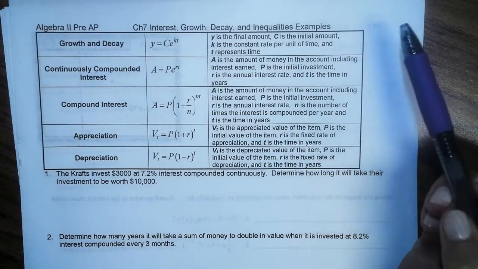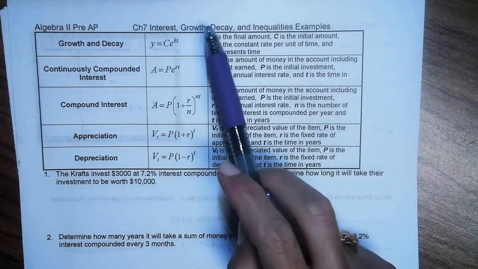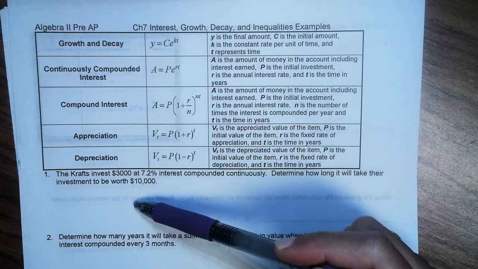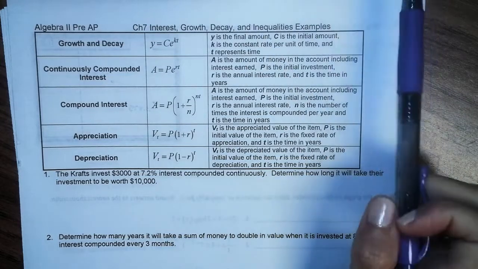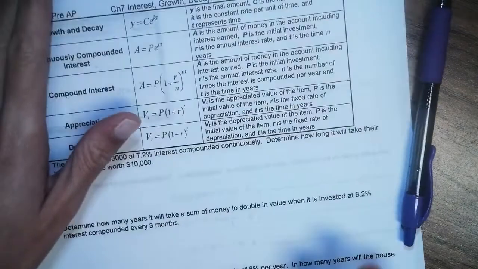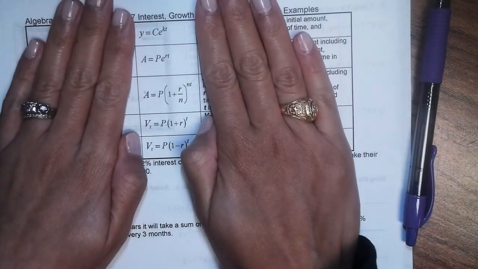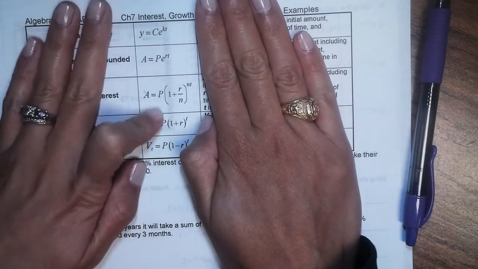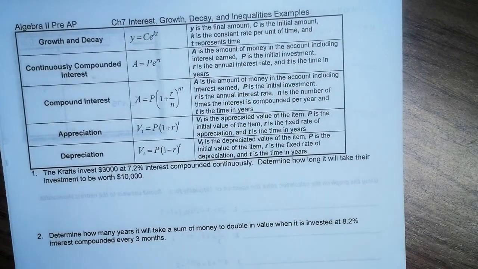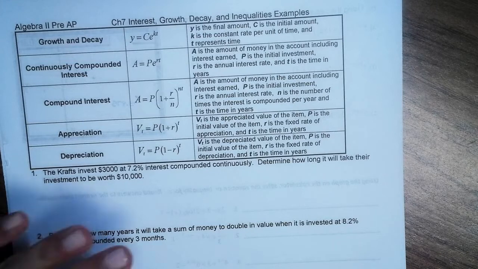Today's problems involve, like I just said, interest rates, growth, and decay. So here are some formulas that you need to be familiar with. On your next quiz, I will provide you the formulas, but I won't give you the names or the information, so you need to know what each of those formulas stand for. So let's start going over the formulas and then we'll do some examples.